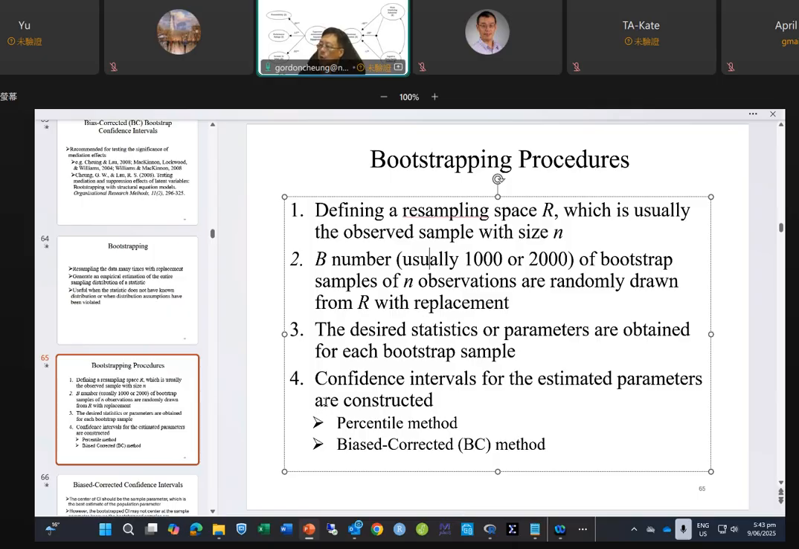Now, there are two ways to create the confidence interval. We can just rank order the 1,000 indirect effects and cut off the middle 95%. This is what we call the percentile method.